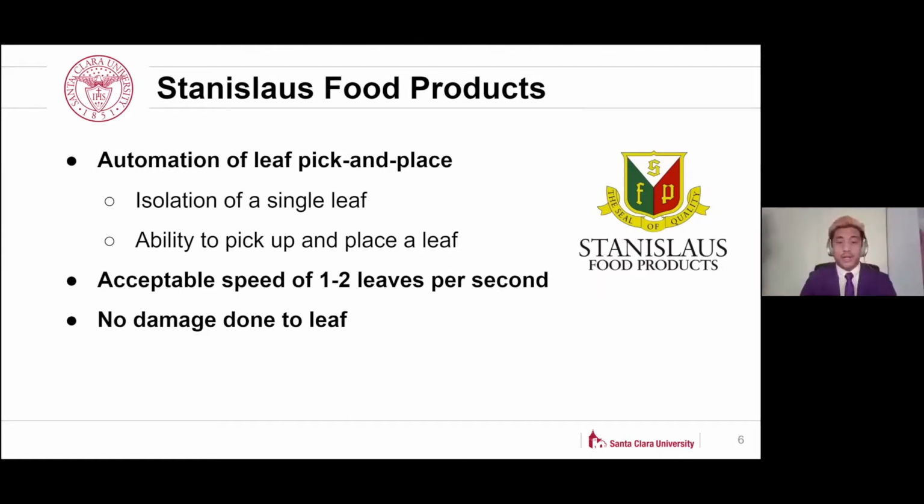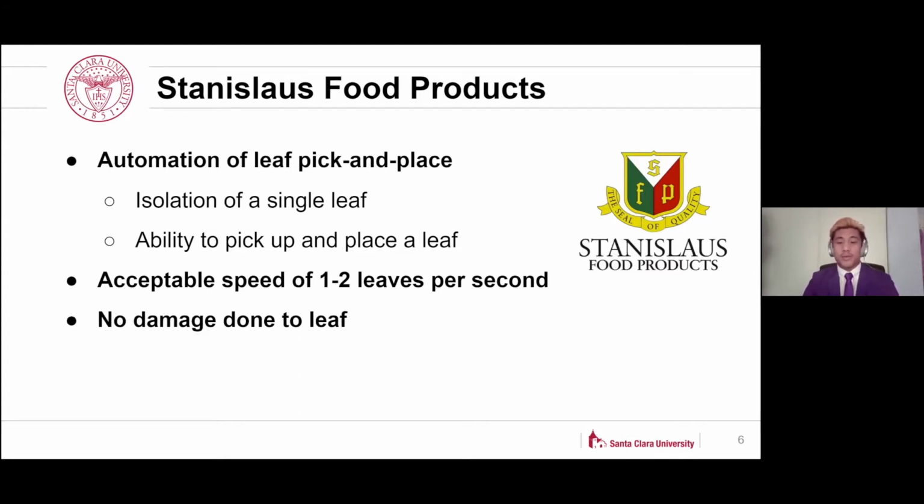Based in Modesto, California, Stanislaus Food Products is partnered with us for our senior design project. They're a tomato growing and processing company, meaning they see the tomatoes in the field through to the canning process of a final tomato-based product. In this process, however, the company told us that two tasks need to be automated: the removal of basil leaves from branches and the placement of these basil leaves into cans.